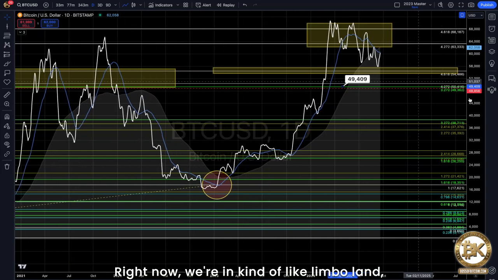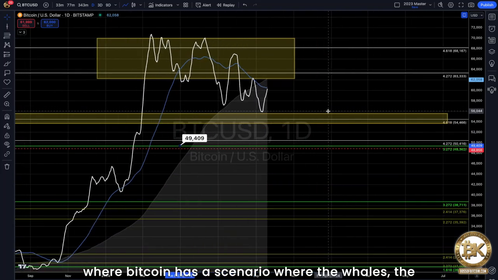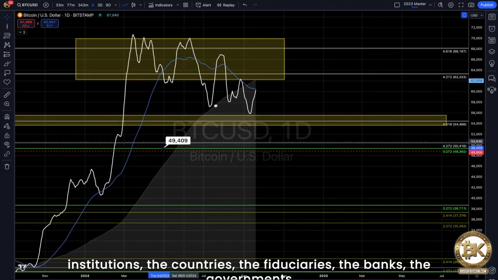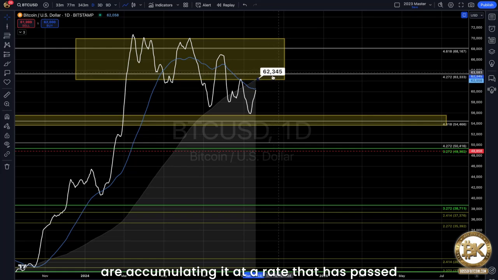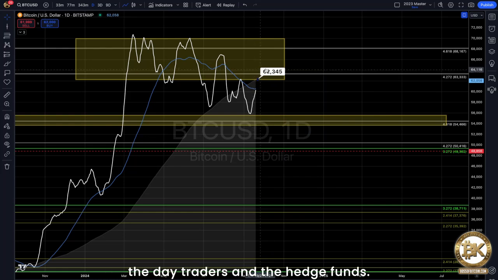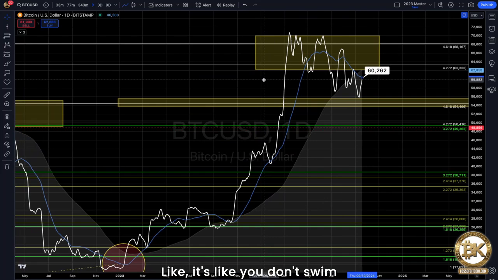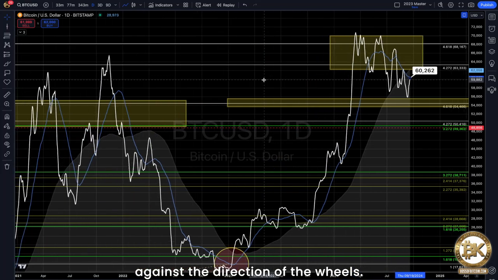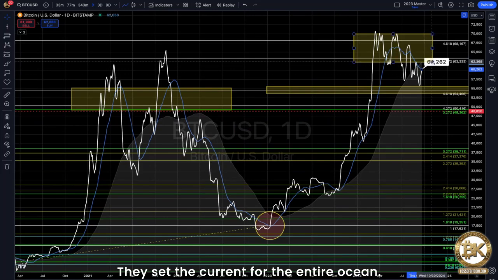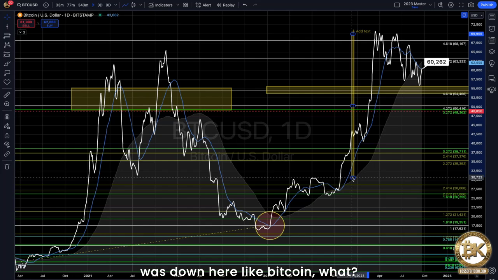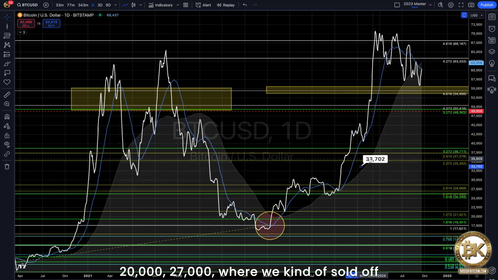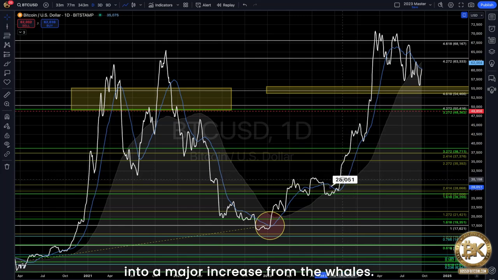Right now, we're in kind of like limbo land, where Bitcoin has a scenario where the whales, the institutions, the countries, the fiduciaries, the banks, the governments are accumulating it at a rate that has passed the day traders and the hedge funds, right? So last time this happened, normally the market responds favorably. You don't swim against the direction of the whales. They set the current for the entire ocean. So last time this happened, I think, was down here at like Bitcoin 20,000, 27,000, where we kind of sold off into a major increase from the whales.